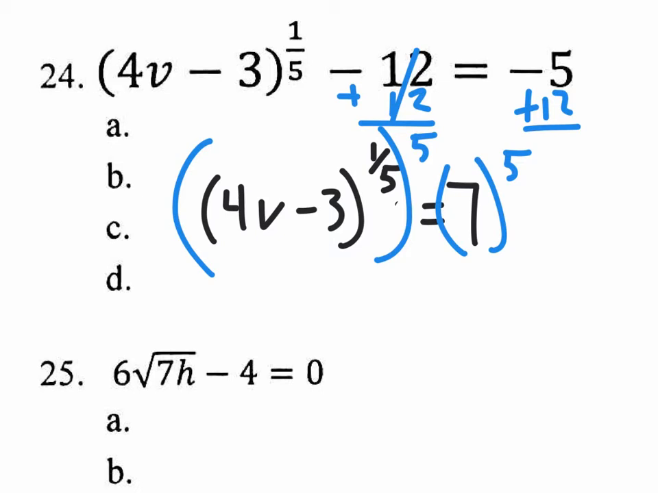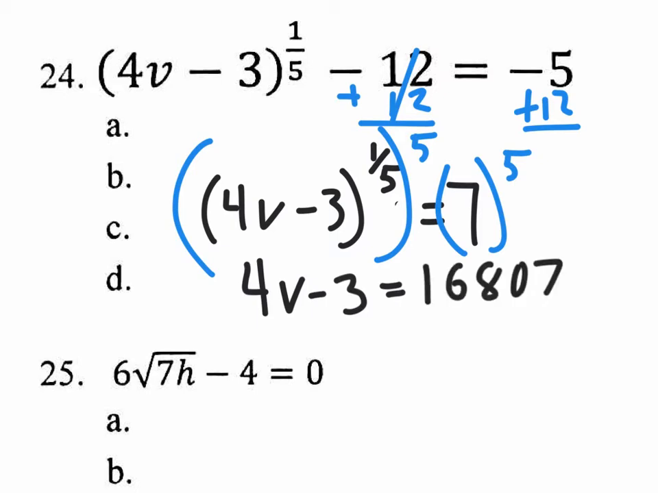So when you have a power to a power, you end up multiplying. So if you multiply 1/5 times 5, that ends up being 5 over 5, which is 1 over 1, which means that you just have 4v minus 3 equals, what is 7 to the 5th? So we end up with 16,807, and now of course we're going to continue solving. I'm sorry, that's wrong. We're going to add 3 to both sides.